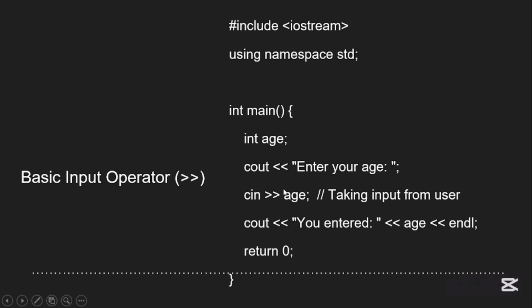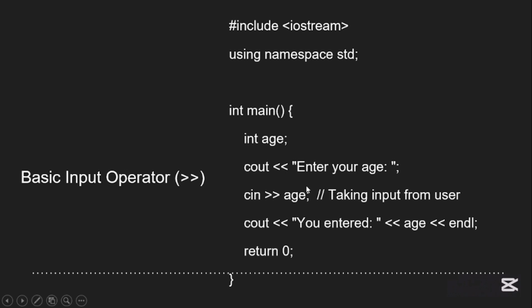provide his age. We take input by using the cin command, the extraction operator, and the name of a variable. This will put the value that is given by the user and hold it in the age variable. By using cin and the extraction operator, this is the syntax of taking input from the user.